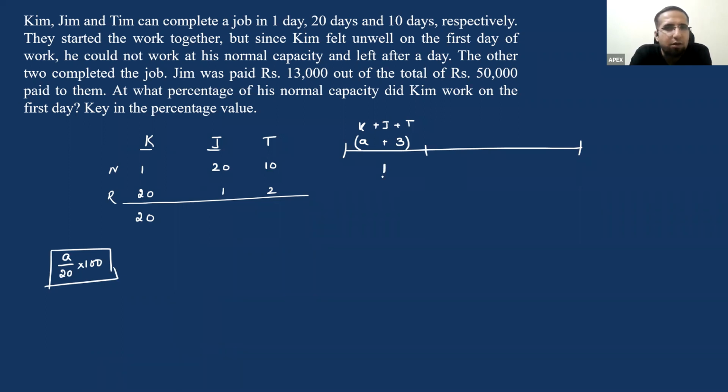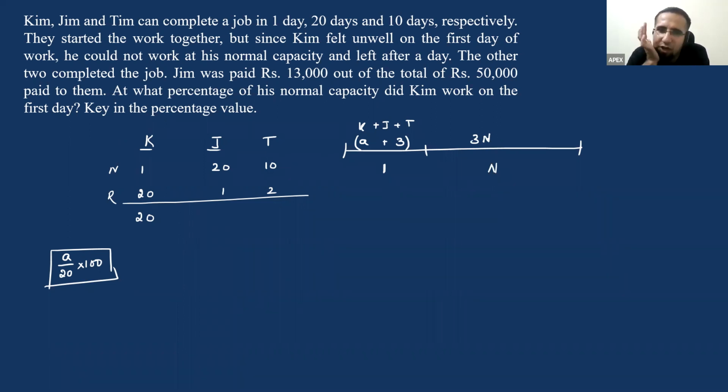Now I'm told that the other two completed the job. So if the other two completed the job, let us assume that they worked on this for n days. Clear? So this becomes how many days? 3n is the number of days in which they completed the job. Clear? Now what is given to us?